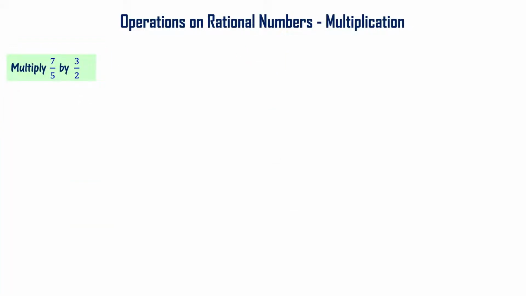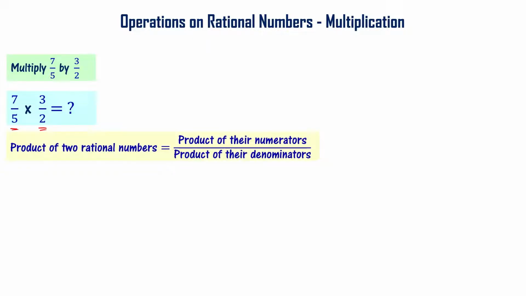Multiply 7 by 5 with 3 by 2. It means we want to find the value of 7 by 5 into 3 by 2, right? So when you have two fractions like this, or two rational numbers like this, and you want to multiply, what are you going to do? You're going to write the numerator as the product of the numerators and the denominator as the product of the denominators, right? For that reason, it is going to be 7 into 3 divided by 5 into 2. So this is 21 by 10.